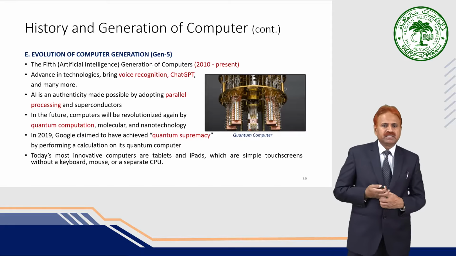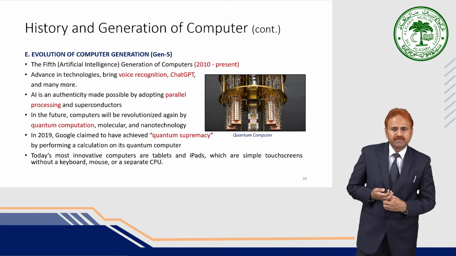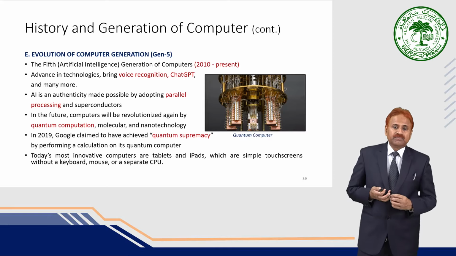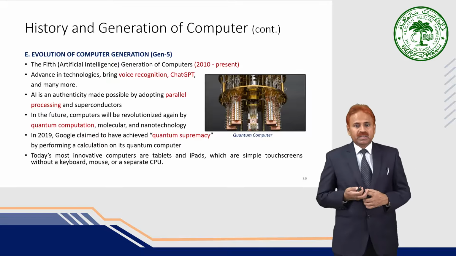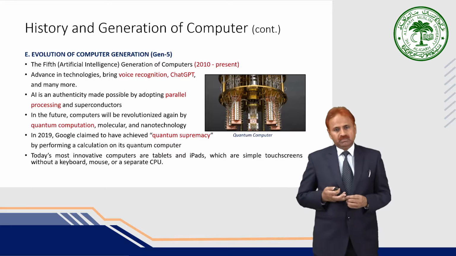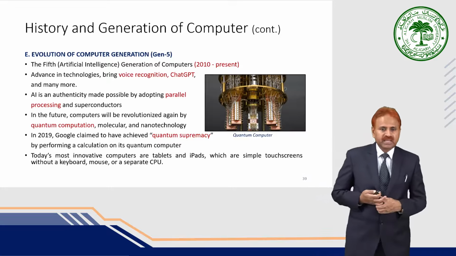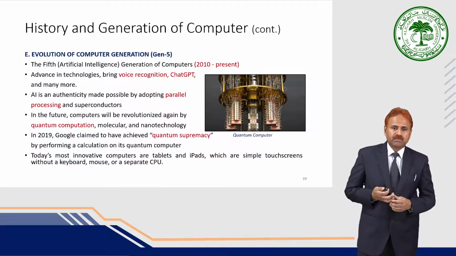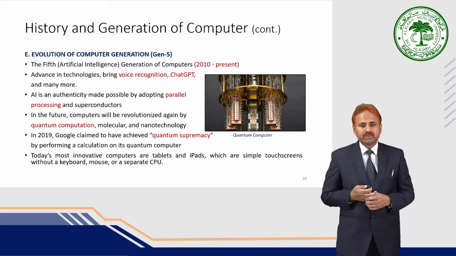AI, artificial intelligence, is a reality made possible by adopting parallel processing and superconductors. In the future, computers will be revolutionized again by quantum computing or quantum computation, molecular and nanotechnology. In 2019, Google claimed to have achieved quantum supremacy by performing a calculation on its quantum computer.